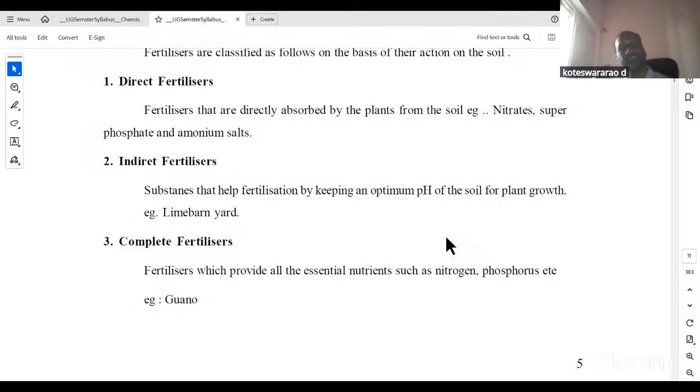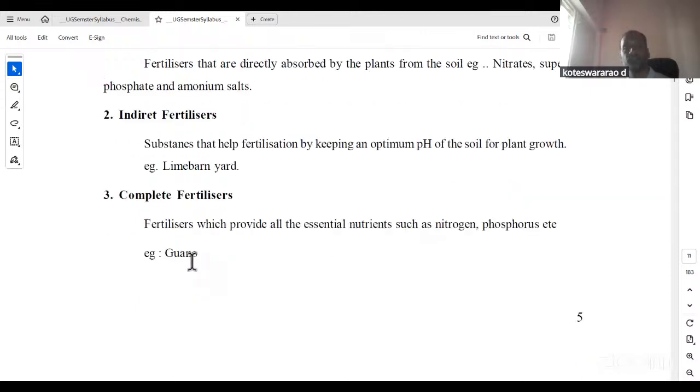What are the indirect fertilizers? Substances that help fertilization by keeping an optimum pH of the soil for plant growth. Right. Whatever manure we add, we can use as an indirect fertilizer. Complete fertilizers: fertilizers which provide all the essential nutrients such as nitrogen and phosphorus. Guano is an example.